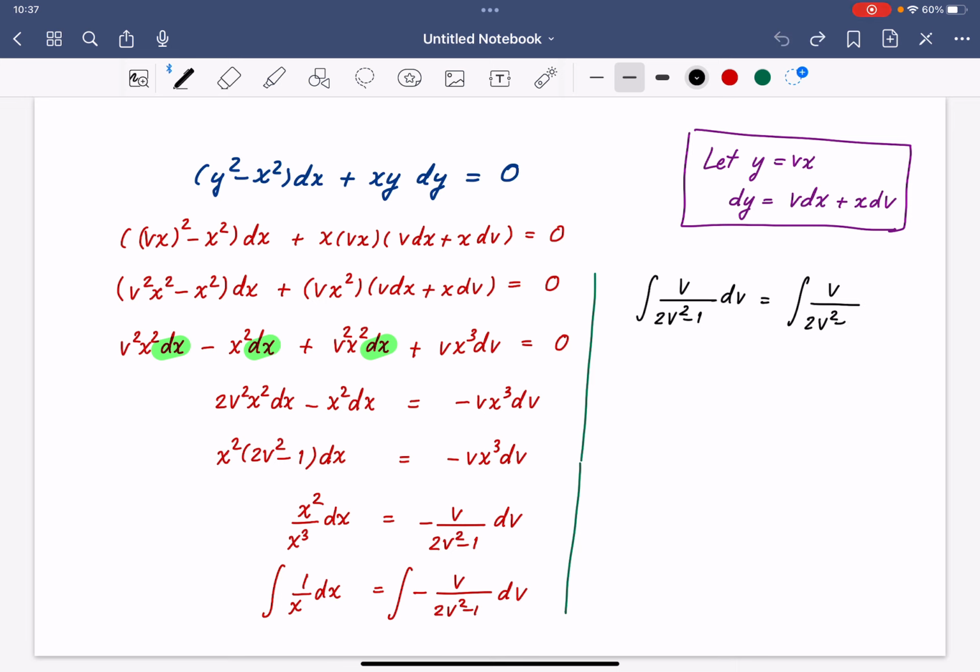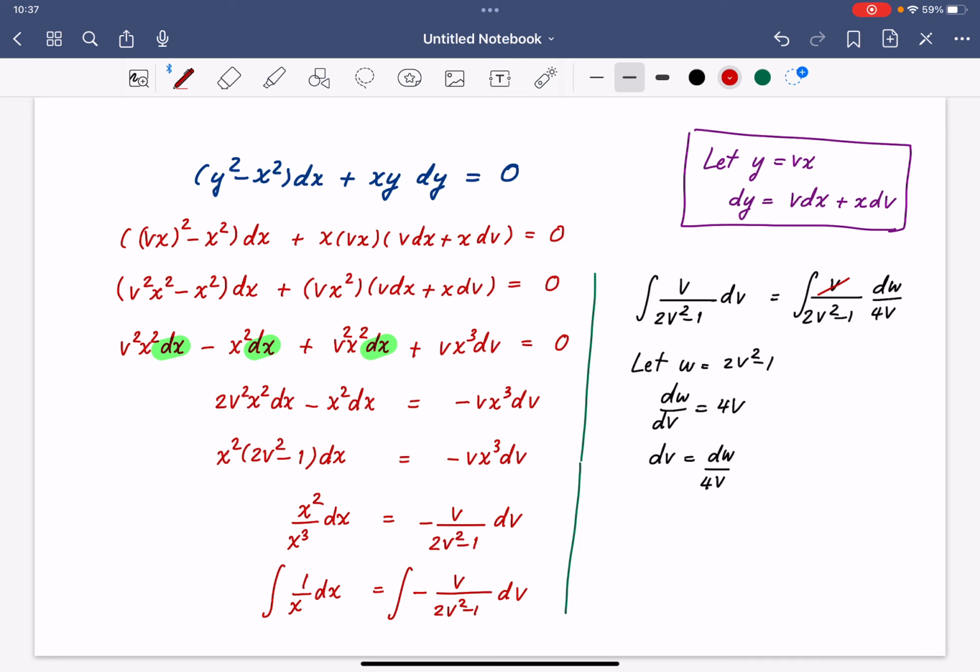I know some of you cannot follow that one, so we're gonna just go slower. So we're gonna let w be 2v squared minus 1. So dw over dv is gonna be 4v, right? And then here you're gonna have dv equal to dw over 4v. So this is actually integrate v over 2v squared minus 1 times dw over 4v.